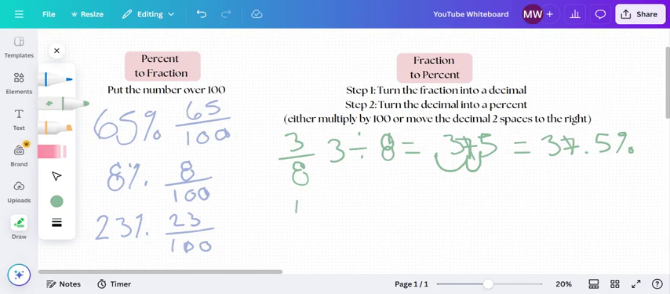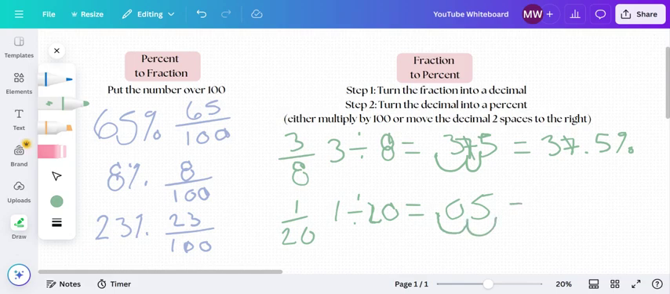All right, let's do another one with moving the decimals. We can do 1/20. So first I need to do my division. 1 divided by 20. And that gets me 0.05. So now I need to move my decimal over 2 spaces, 1, 2. So that technically would get me 05, but since we don't say 05, we just say 5, our answer would be 5%.